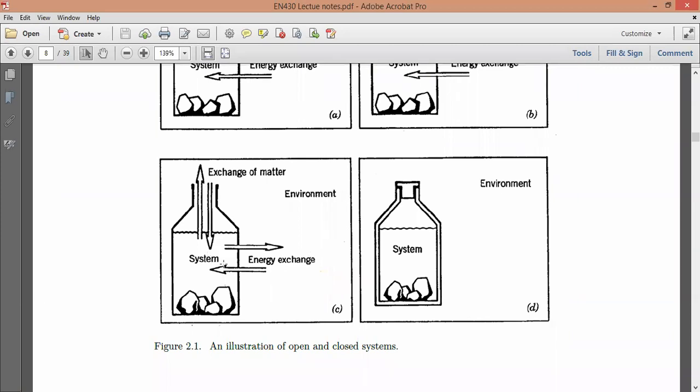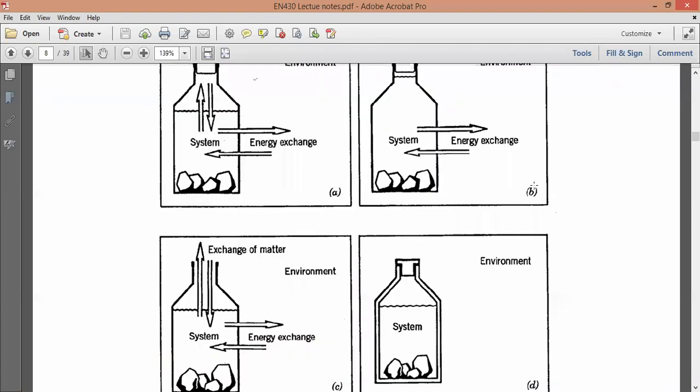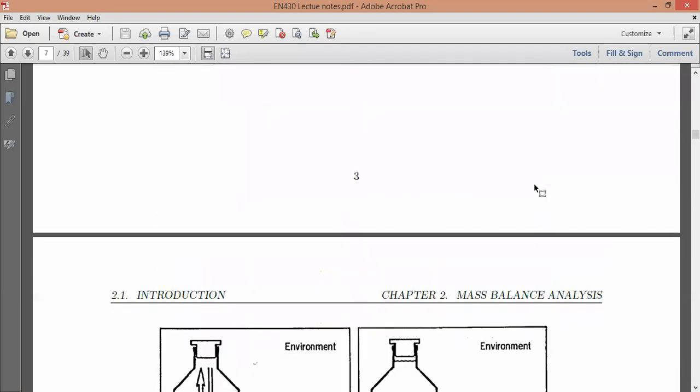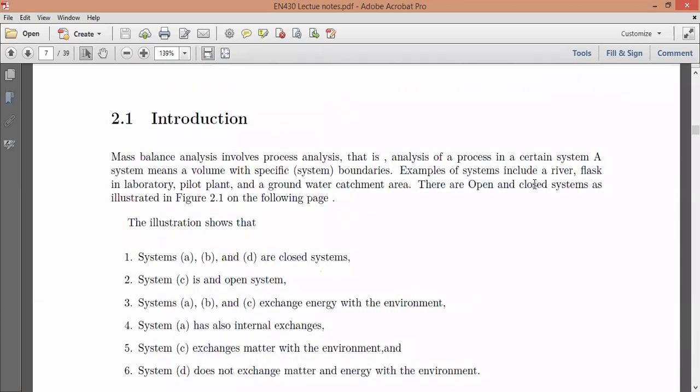There's energy exchange happening between the environment and the system. While with system D, it's a closed system. No exchange of energy with the environment and no internal exchanges within it. So these are the 4 types of systems that we're going to work with.